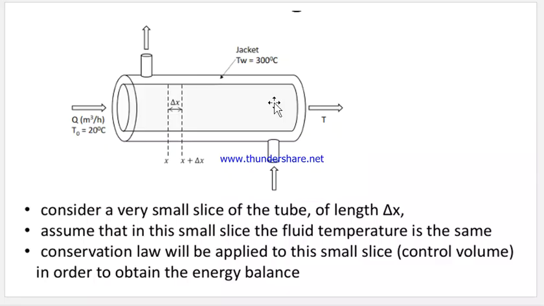So because of that, in order to take our control volume, remember the definition of control volume is a portion where the temperature or the concentration is uniform. In the whole tube, it's not uniform. We now take a very small portion with a thickness of delta x, where we assume that the temperature is uniform.